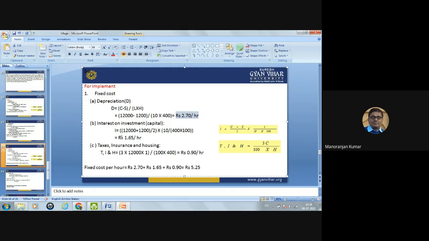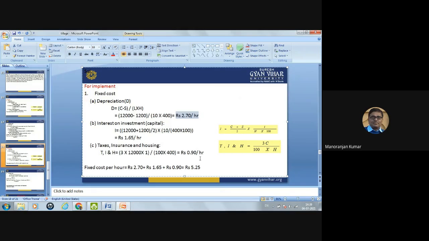Okay, and lastly, the fixed cost is taxes, insurance, and housing. It will give 3 into 12,000. By this equation, you can calculate 3 into C, that is 12,000, into 1 divided by 100 into the number of working hours, 400, and it is coming to 0.90 rupees per hour.